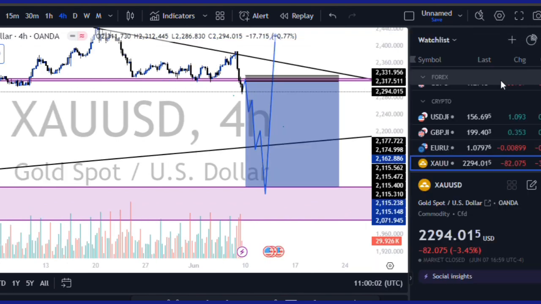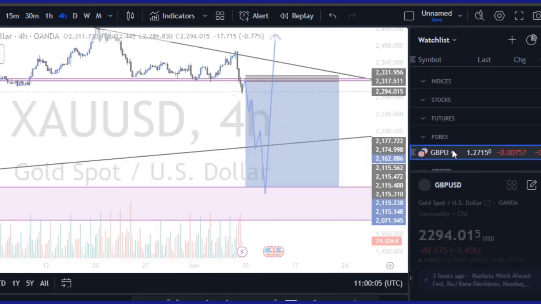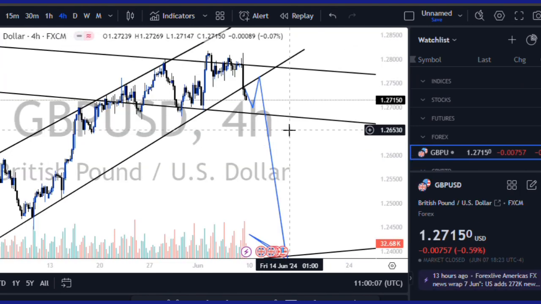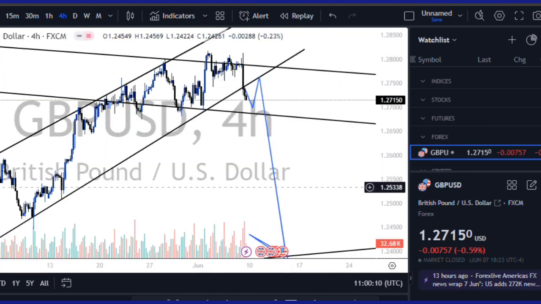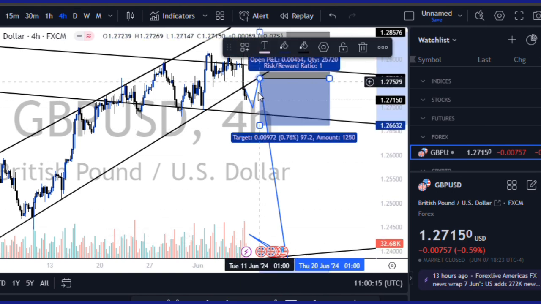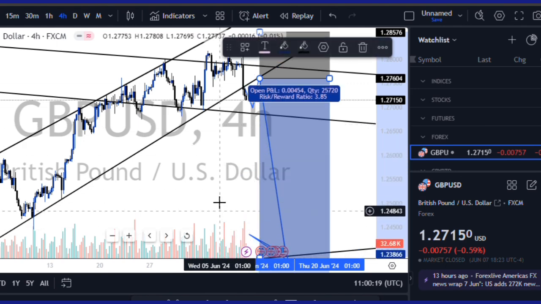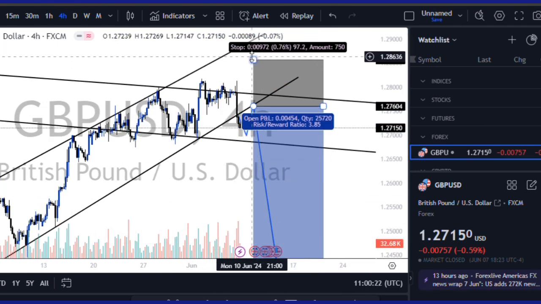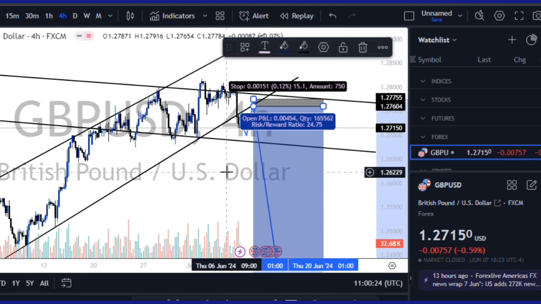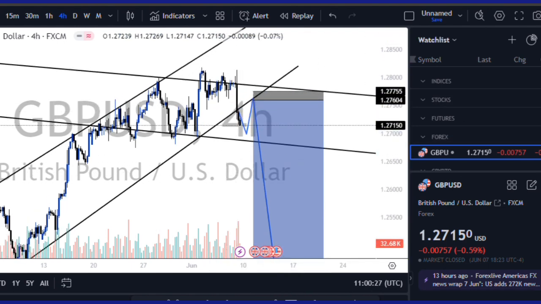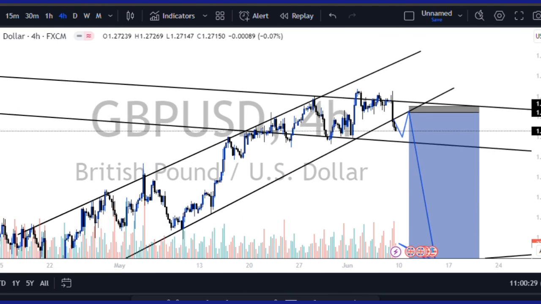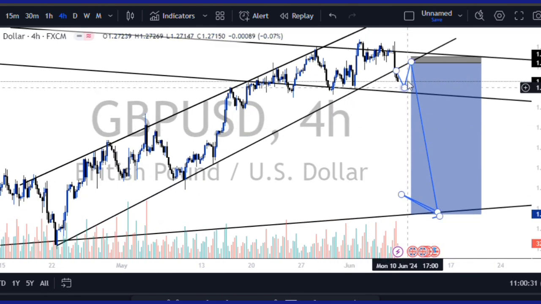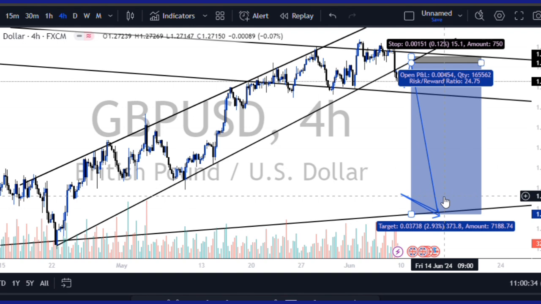And for GBPUSD, let me go and show you. For GBPUSD, we are also expecting a sell from this point. This is just free knowledge that I'm giving you. This is what we are expecting. Catching almost 400 pips on this, and on gold catching almost 2,500 pips.